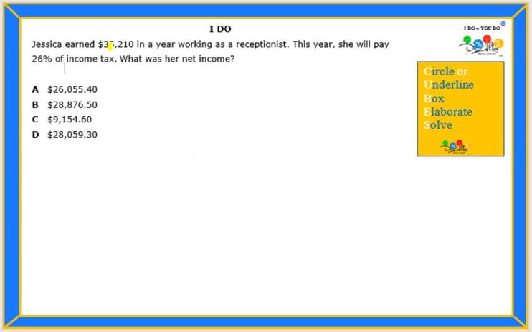Jessica earned $35,210 in a year working as a receptionist. This year she will pay 26% of income tax. What was her net income? So again, the question is, what was her net income?